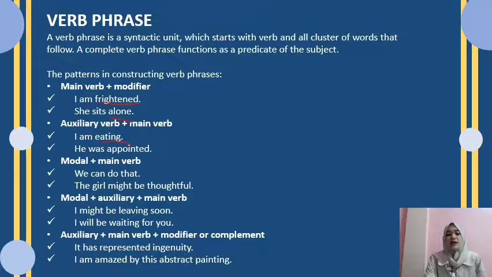Another pattern is auxiliary plus main verb plus modifier or complement. It has represented ingenuity. Has is the auxiliary, represented is the main verb, and the modifier or complement is ingenuity. Another example is, I am amazed by this abstract painting. Am is the auxiliary, the main verb is amazed, and the modifier is this abstract painting.